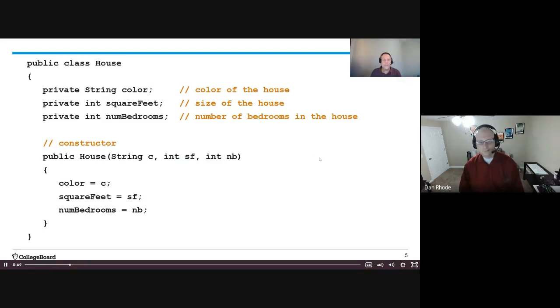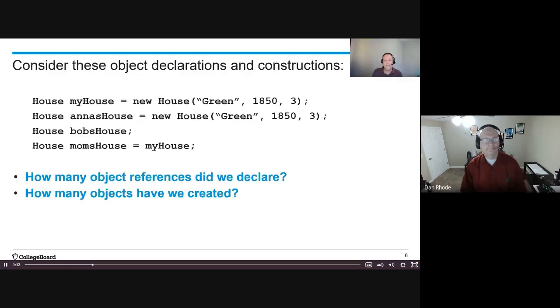Here I've got a class called House. It's just a basic class. Notice it has 3 attributes. It's got a color, square feet, number of bedrooms, and then there's a constructor, and I'm using my constructor to initialize those variables. And there could be other methods and things like that that I'm not looking at. But for right now, this is the basics that we need to know about this House class. So I want to consider these object declarations and constructions.